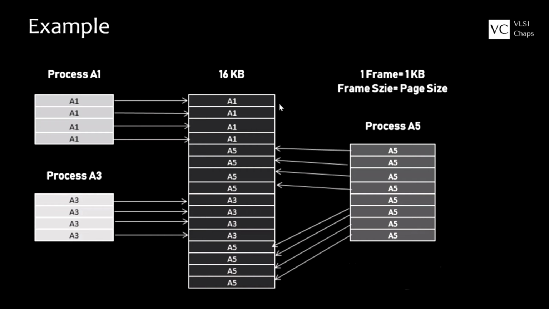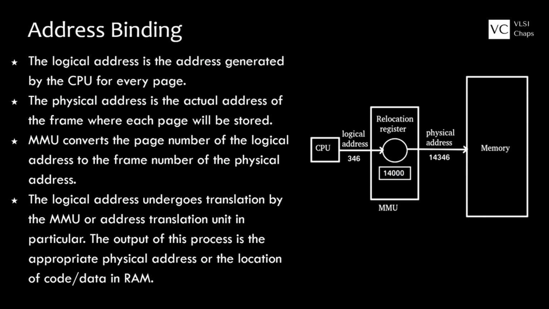This address space translation is called address binding. This is a very important concept to understand the whole memory allocation technique. Here we are transferring one address space into another, from a logical to a physical address. So how will the CPU be able to do this?